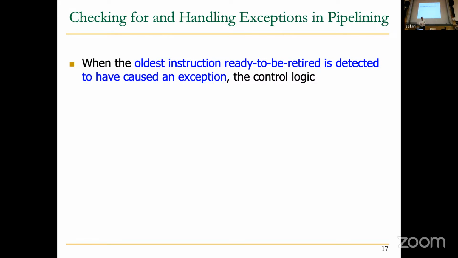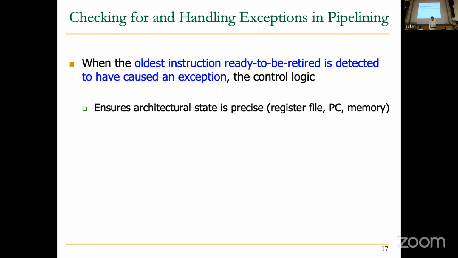So basically, how do we check for and handle exceptions in pipelining? In the end, there are multiple steps we follow. When the oldest instruction is ready to be retired and is detected to have caused an exception, the control logic needs to take some actions. So what is this action? First of all, it needs to ensure that architectural state is precise, like we defined earlier: register file, PC, and memory.